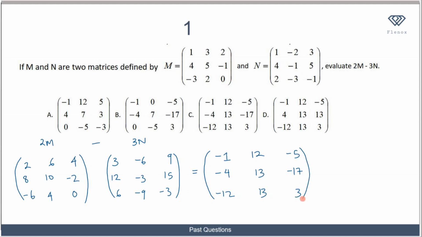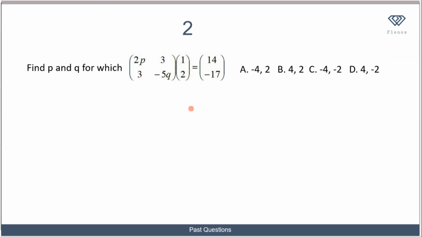So this is the result. Which option corresponds to this matrix? And that is option B. So the correct answer to this question is option B. Now let's move on to the next question.